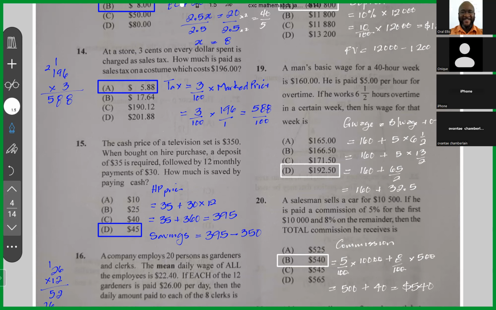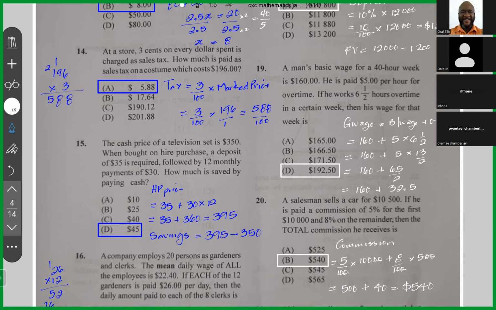Number 19, a man's basic wage. This is a question on wages. A man's basic wage for a 40-hour week is $160. He is paid $5 per hour for overtime. If he works 6.5 hours of overtime in a certain week, then his wage for that week is, well, it's simple.